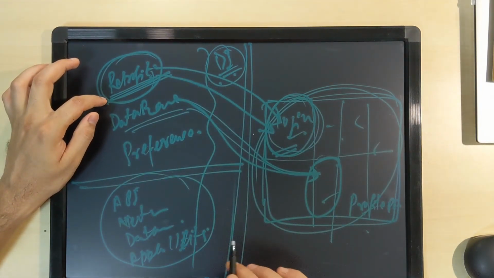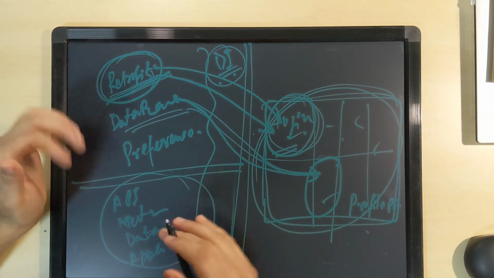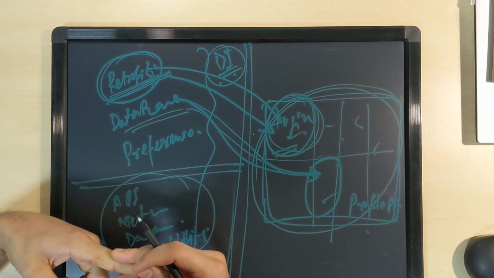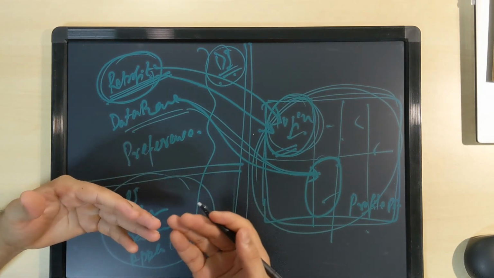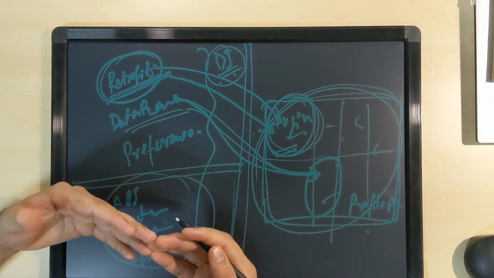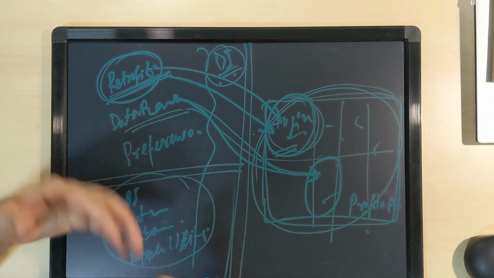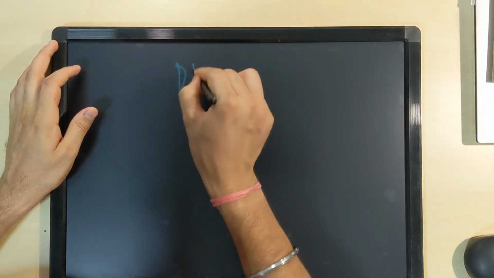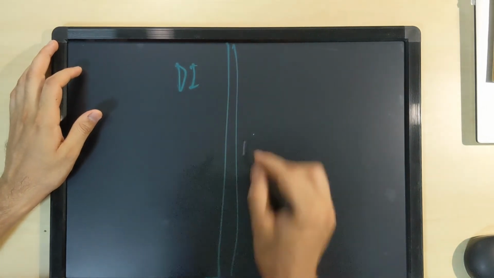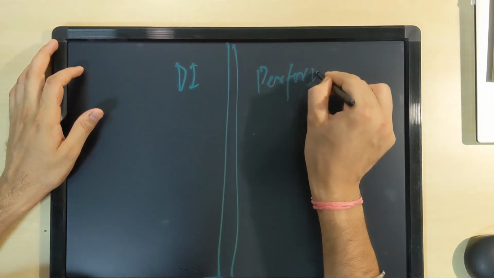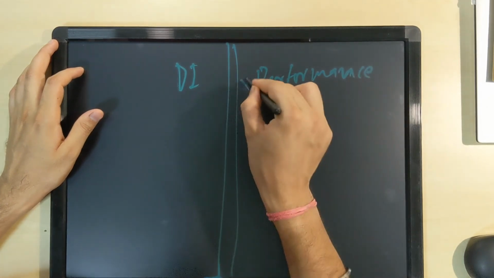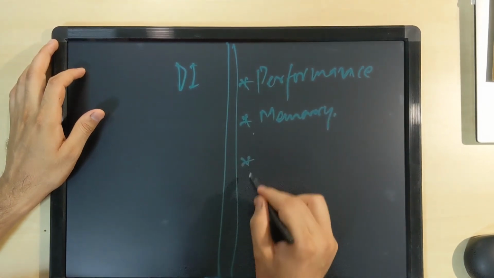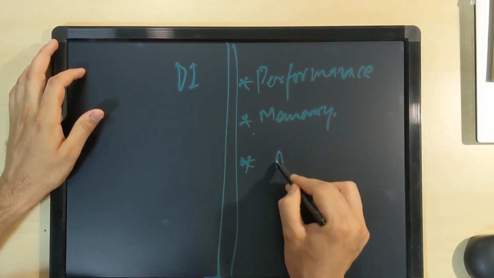Okay, so if you follow these kinds of things, then definitely it will enhance your memory, it will enhance your allocation and deallocation. If memory is optimized, then definitely your performance will be better. So what is the benefit of DI? First one, performance. Second one, memory. Third one, architecture.